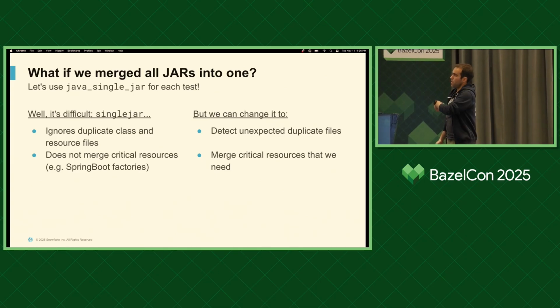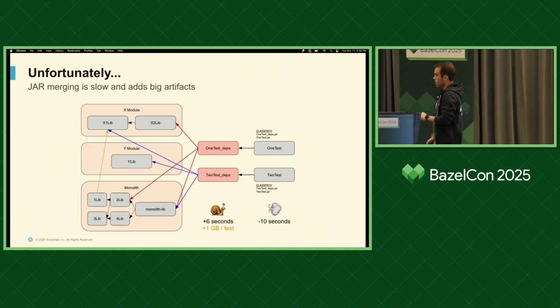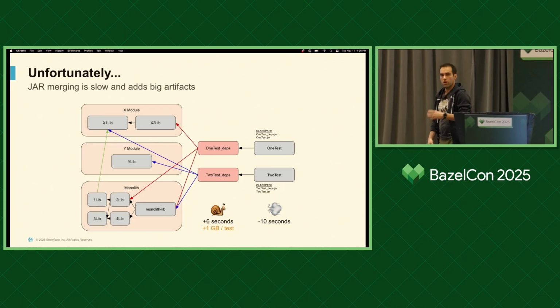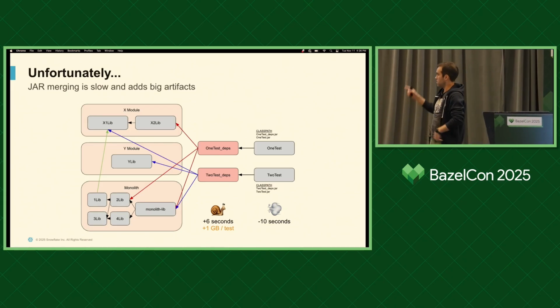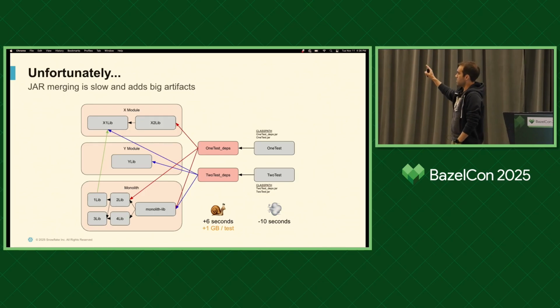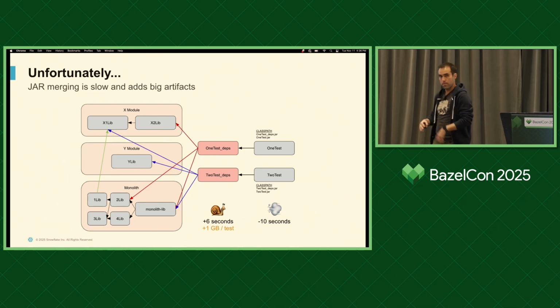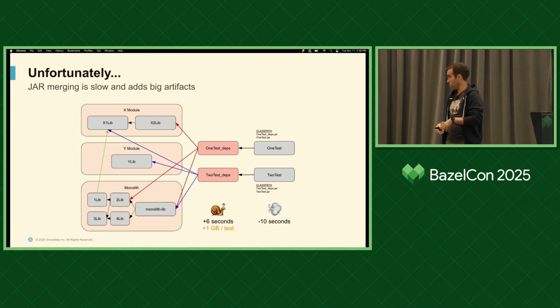So with this, I could apply the single jar rule to each individual test, and this worked, right? We got the savings that we needed, but the problem is now you end up with these red boxes that represent the single jar for every test, and these single jars are different for every test, because every test ends up with a different transitive closure of dependencies.